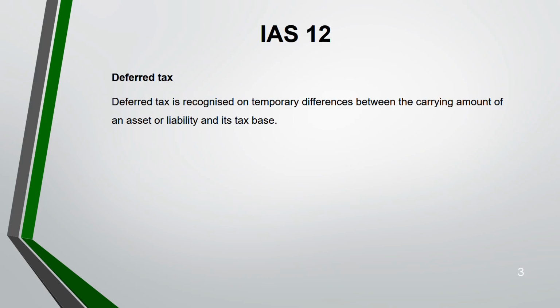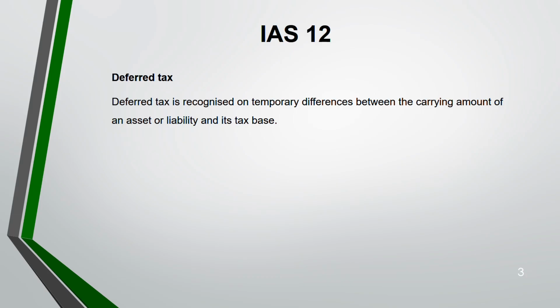Deferred tax is recognized on a temporary difference. Why temporary? Because these differences will go. Okay, it will be removed later on. It is only for a temporary period this difference is there. So that's why deferred tax is recognized on temporary differences between your carrying amount of an asset or a liability and its tax base.